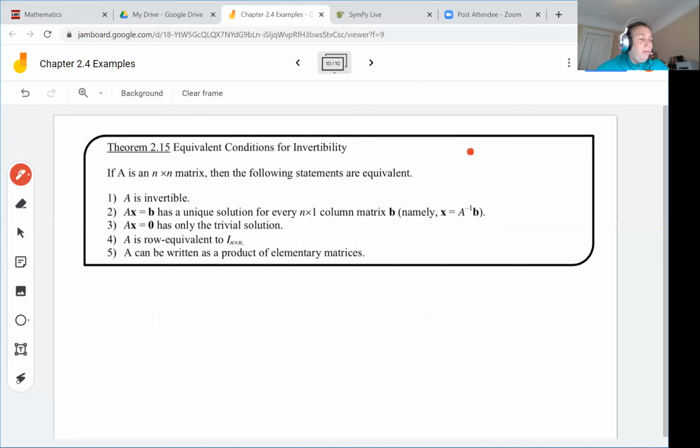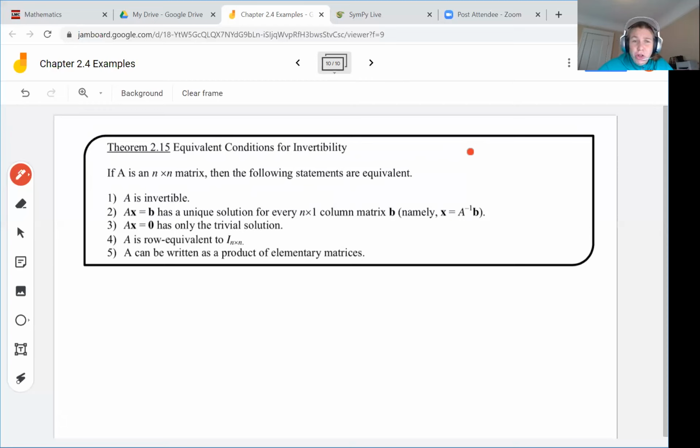Okay, so that theorem plus Theorem 2.11, that said that if A is an invertible matrix, then there's a unique solution to AX equals B, allow us to write these equivalent conditions for invertibility. So if A is a square matrix, n by n, then the following statements are equivalent, meaning if one is true, then the others are all true. So we could say A is invertible. We can say AX equals B has a unique solution for every column matrix B, or you could think about it as a column vector B, since it's got just one column there. AX equals 0 has only the trivial solution.